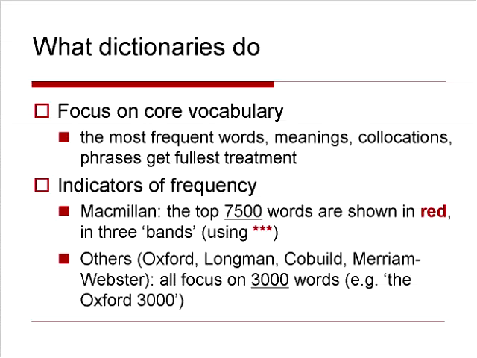Indicators of frequency. So that's what we do in Macmillan. We say the top 7,500 words are shown in red with these 3 frequency bands. All of the other learners' dictionaries, the Oxford Dictionary, the Longman Dictionary, the Cobuild Dictionary, the Merriam-Webster Learners' Dictionary, do something different. They focus on 3,000 words. For some reason, this is the number that they have decided is the core vocabulary. I mean, Oxford has a thing called the Oxford 3000. Longman puts the top 3,000 words in blue, and so on.